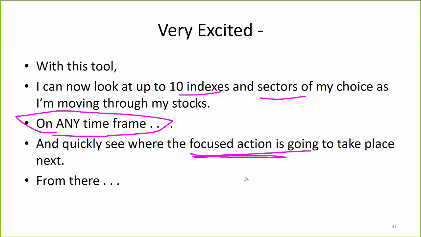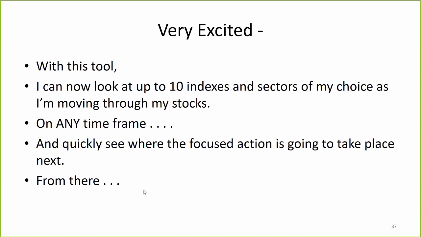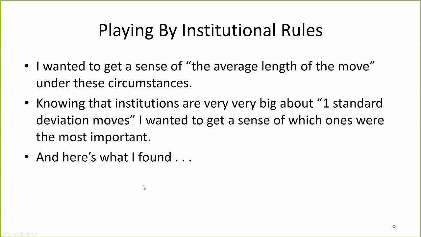That's what we're interested in, because it's focused concentration that causes a move. If there isn't that, you're going to trade sideways. When you're trading sideways, you want to recognize the probability of that happening. That's when you go for an income trade. Whereas if you identify these high probability moments in time of focused action, that's when you go directional. So playing by institutional rules, I wanted to get a sense of the average length of the move. We'll come back to that.